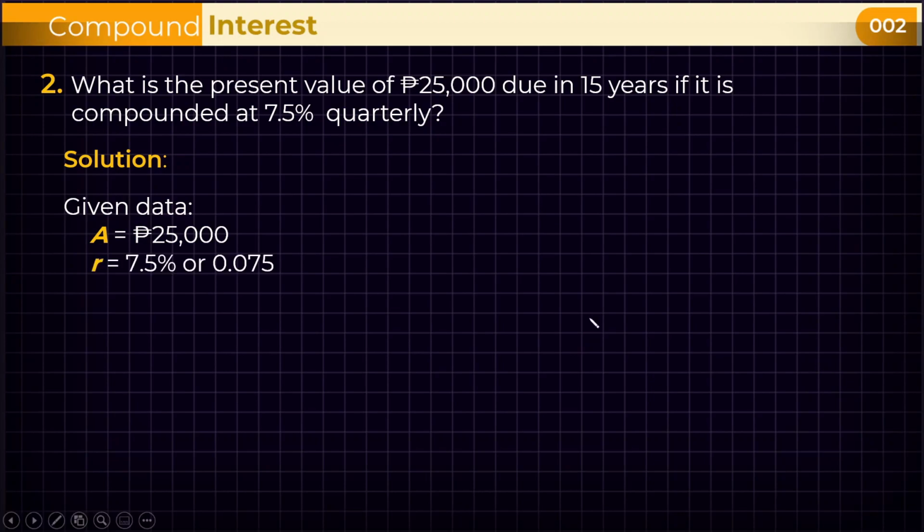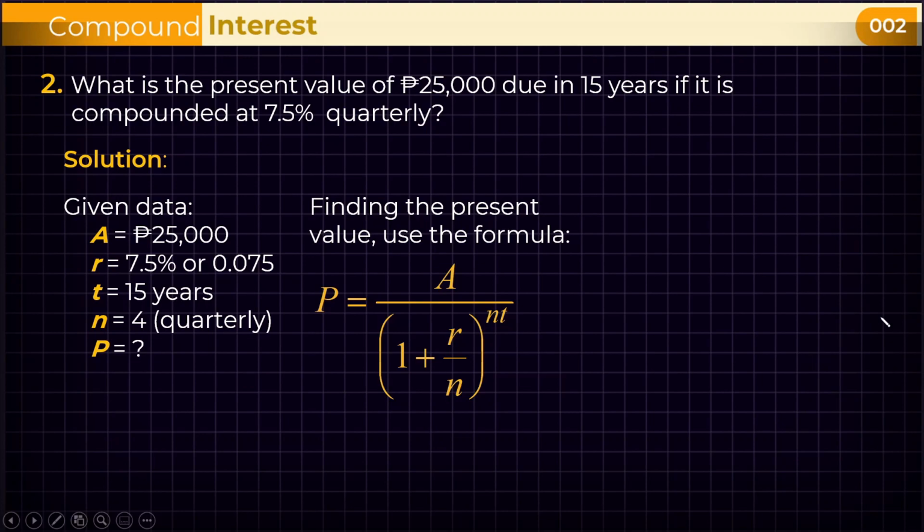R is 7.5, which is 0.075 in decimal form. T is 15 years and the compounding period is quarterly. And so we're going to find for the unknown present value. Finding for the present value, we use the formula P is equal to A divided by the quantity 1 plus R over N raised to the power of NT.